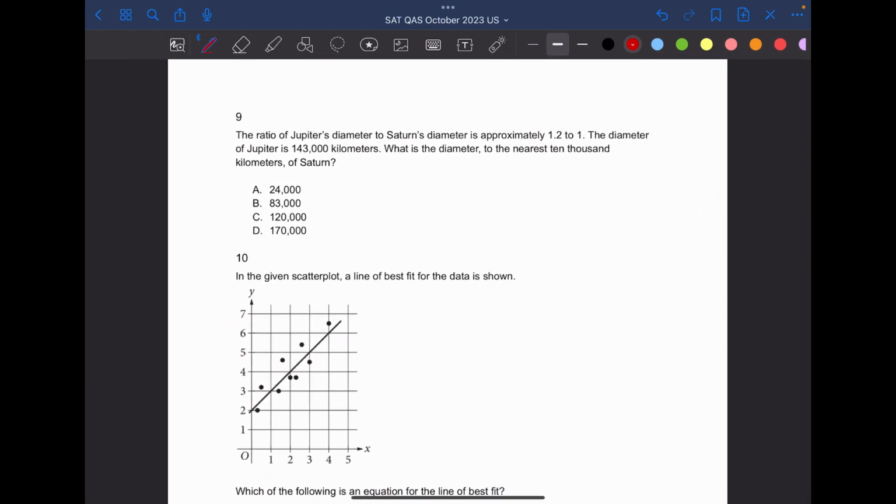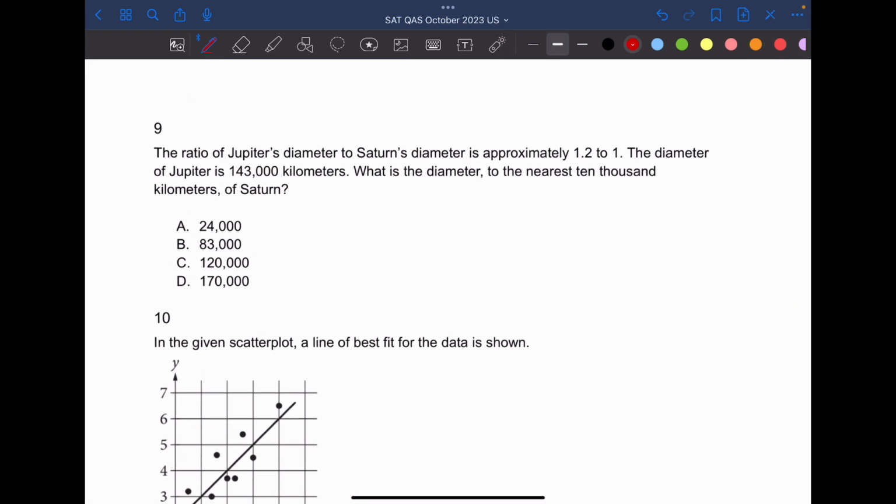Question number 9, the ratio of Jupiter's diameter to Saturn's diameter is approximately 1.2 to 1. The diameter of Jupiter is 143,000 kilometers. What is the diameter to the nearest 10,000 kilometers of Saturn? Okay, so this is pretty simple. First, we know that this is a ratio because they told us that this is the ratio right here.